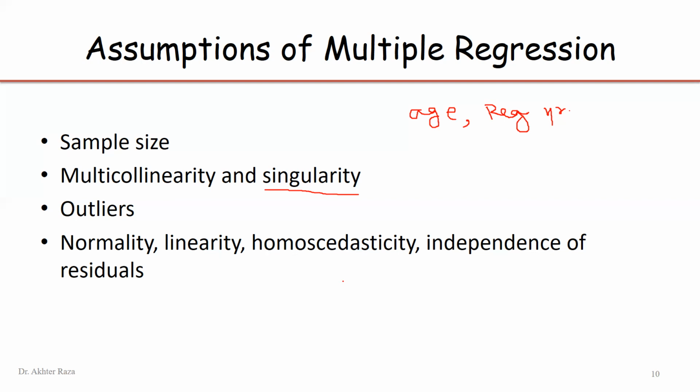The independence of residuals means the different values of the residuals should not have correlation among themselves. That type of correlation is known as autocorrelation. So there should not be autocorrelation in the residuals. So these are the assumptions. If the assumptions are fulfilled, then we can apply the process of multiple regression. Otherwise, if we apply multiple regression when the assumptions are not fulfilled, then the accuracy of the prediction will be affected.